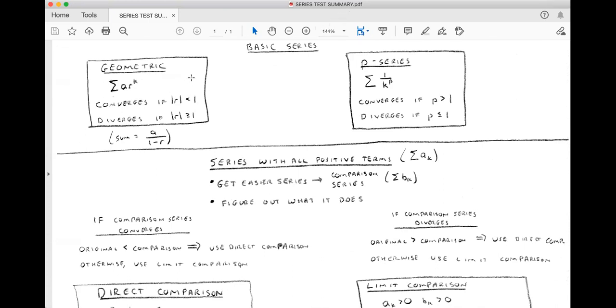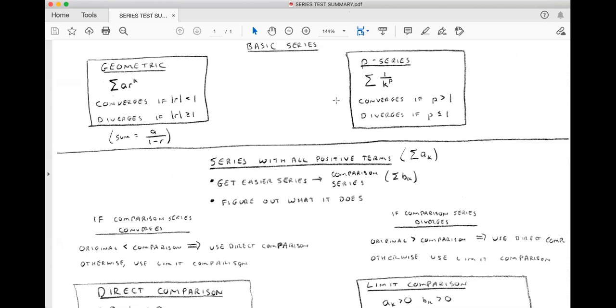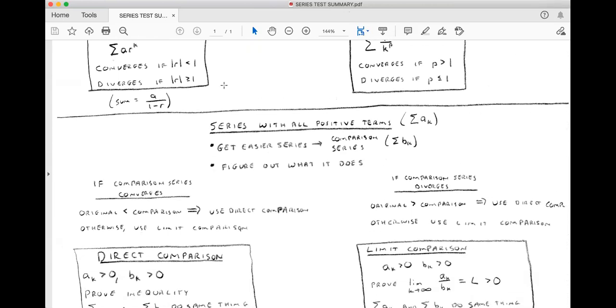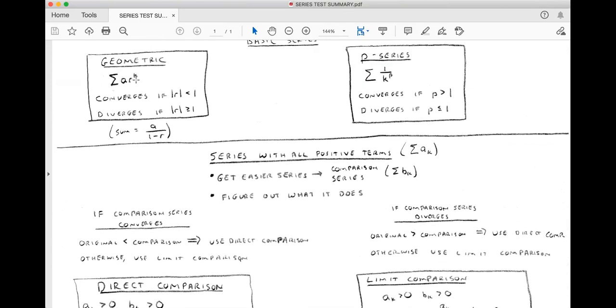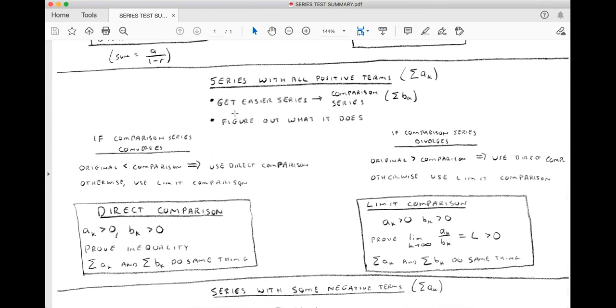So anyway, you've got geometric and p-series that cover those. And then the more complicated series, until we get to ratio and root test, for the most part, we're trying to break down into these. We're trying to compare them to simpler series. So if the series has all positive terms, you get this easier series called the comparison series, and you figure out what that does. You use a comparison test to prove that the series does the same thing that the original one does.